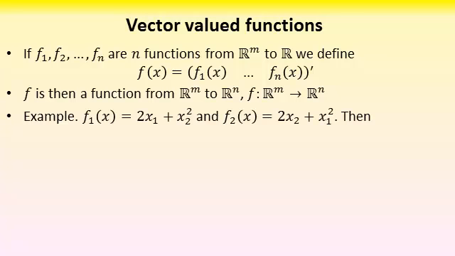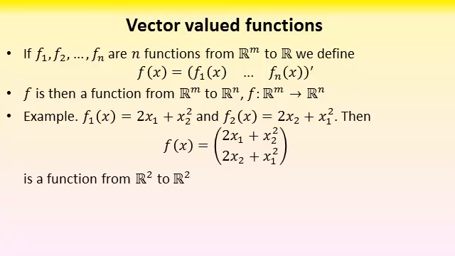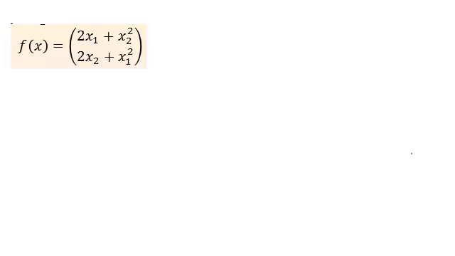Here is an example. I have two functions, f1 and f2. Both of them, f1 and f2, are functions from R2 to R. Beginning by two numbers called x1 and x2, f1 will return one number and f2 will return another number. Stacking the numbers returned by these two functions into f of x, and I have a function from R2 to R2. For example, for x equal to, let's say, 1 minus 1, f of x is equal to 3 minus 1.